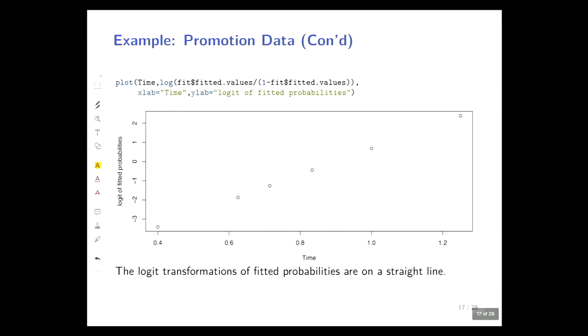So let's look at how to use R to obtain the fitted probability. Here, if you still remember, fit is actually the GLM output. If you use fit dollar fitted values, you will find that in this specific model it obtains the fitted probabilities. So even though it's called fitted values, it actually returns the fitted probabilities.